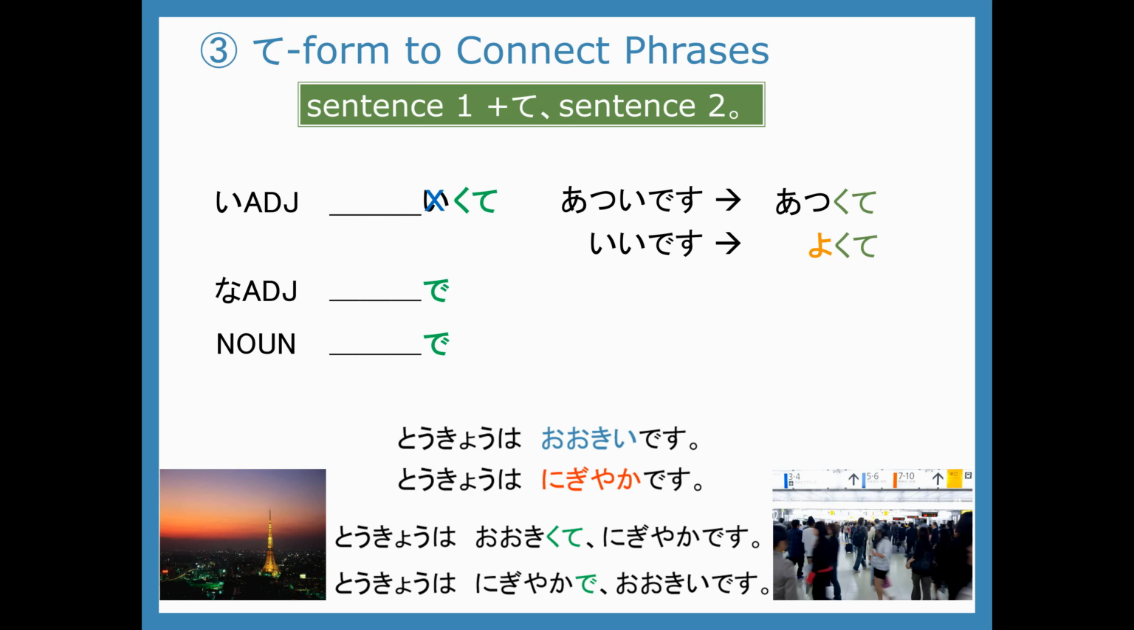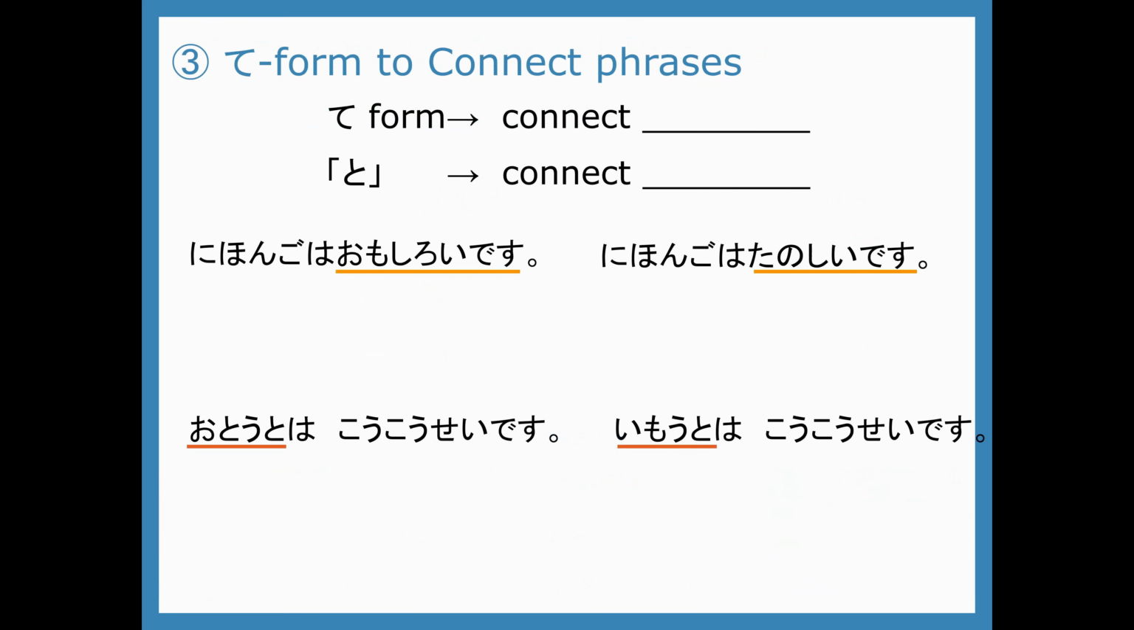How about the na adjectives? 暇です is our adjective. We drop the des and add de, so we end up with 暇で. Same pattern for 日本人です. 日本人で. So just as a reminder, we did learn a word that meant and back in early in 1010, the particle to. But while the te form is for connecting phrases, the particle to is only for connecting individual nouns.